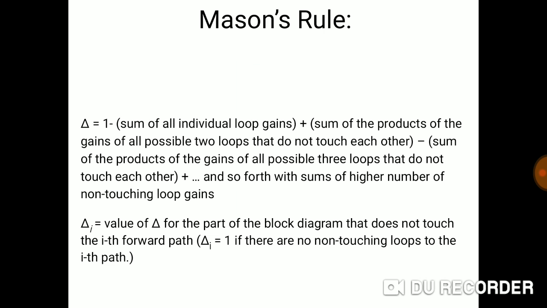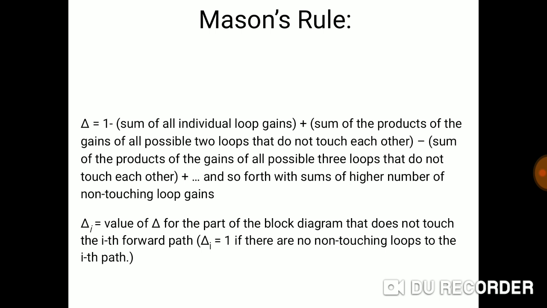Delta is equal to 1 minus the sum of the individual loop gains, plus the sum of the products of the gains of all possible two loops that do not touch each other, minus the sum of the products of the gains of all possible three loops that do not touch each other, and so on.